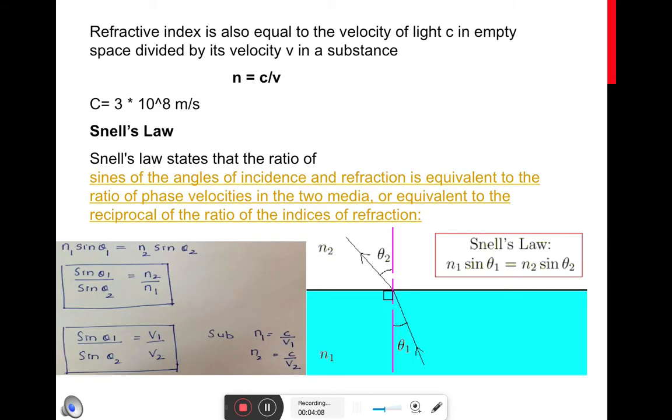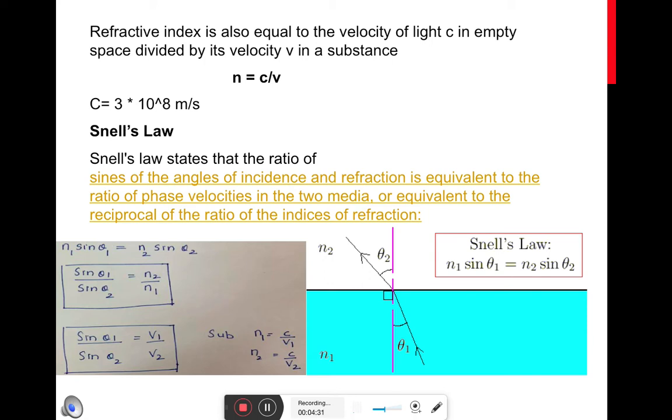Refractive index can also be measured as the ratio of the velocity of light in empty space or free space to the velocity of light in that particular substance. So n is equal to c by v. C is the velocity of light in free space, and its value is 3 into 10 raised to 8 meters per second. So next is Snell's law.